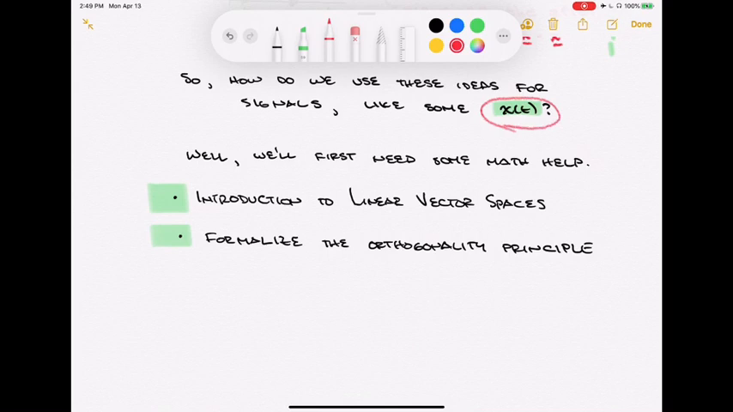So in the class Blackboard site, there are some handouts, and there's a handout for the final exam as well. And part of that handout has a single page, which is double columned. One column is about linear vector spaces, and one column is about the orthogonality principle. I'm going to switch over to a different application, and we're just going to go through that handout.